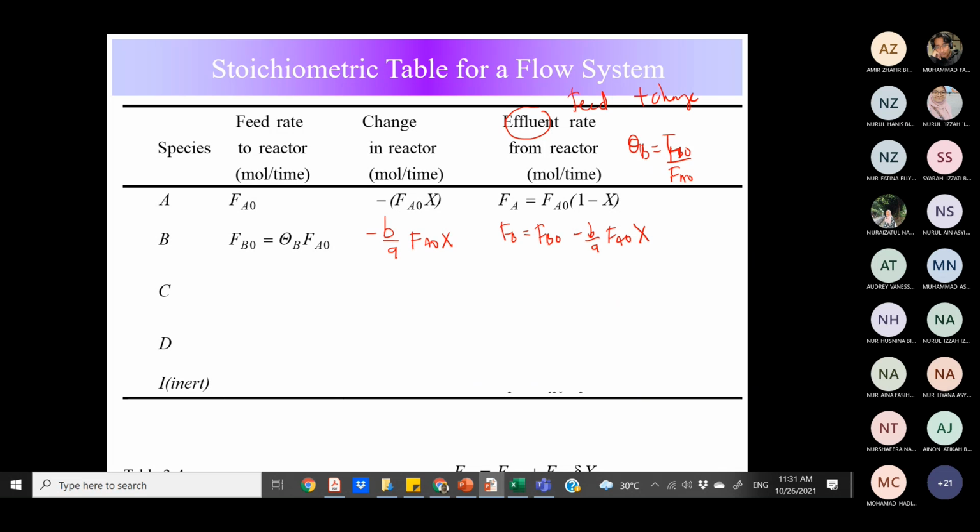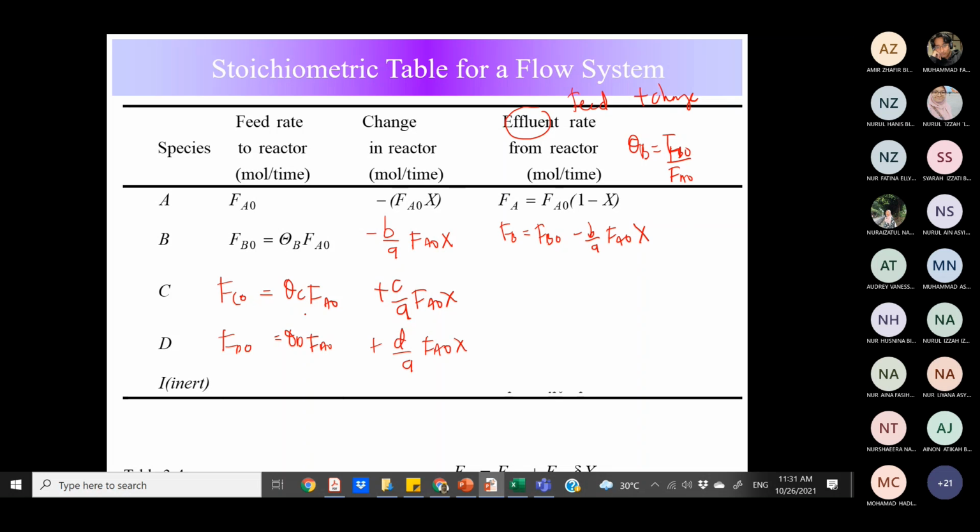Ini nanti I terangkan lah. Okay, so and then here we have FC naught, is equal to theta C FA naught. Alright, this one should be plus C over A FA naught X. Okay, then we have another one which is FD naught, is equal to theta D FA naught. Alright. Okay, and then this one is D over A FA naught X.